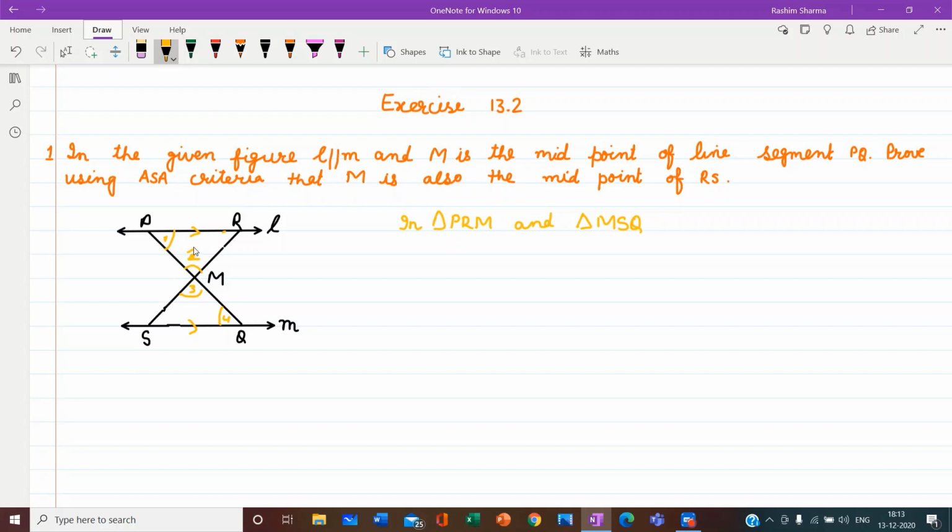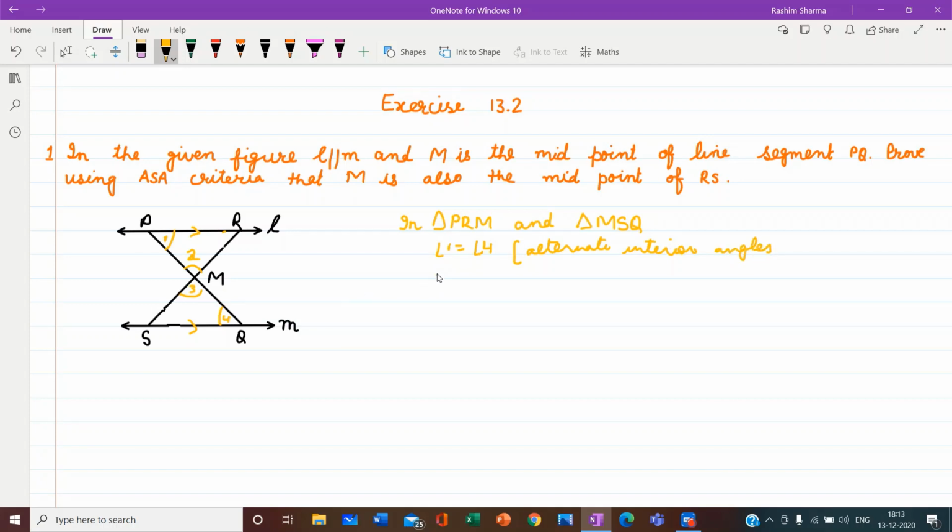For that, we will prove triangle PRM, this triangle, and triangle MSQ congruent to each other. Okay, so in triangle PRM and triangle MSQ, we can see here angle 1 is equal to angle 4 because these are alternate interior angles, because lines are parallel. Line L is parallel to M. This is given. So these are alternate interior angles.